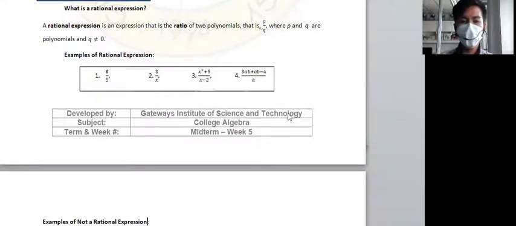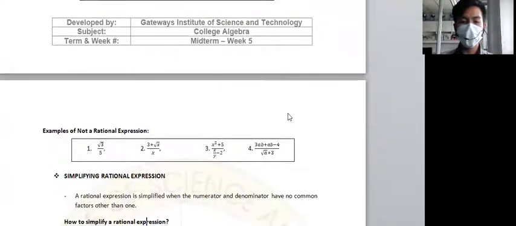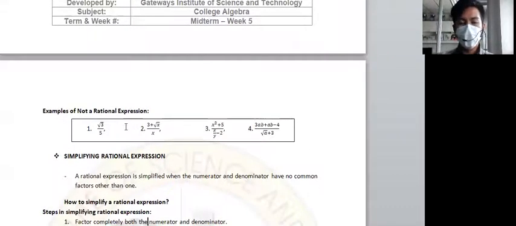So ito naman po yung hindi example ng rational expressions. So for example, square root of 3 over 5, 3 plus square root of x over x squared plus 5, over x over y minus 2. Then 3ab plus ab minus 4 over square root of a plus 3.